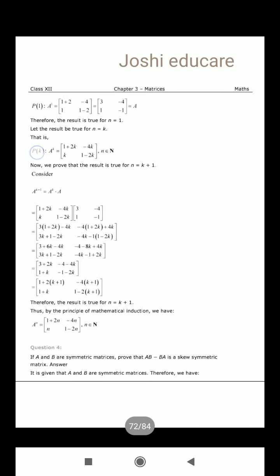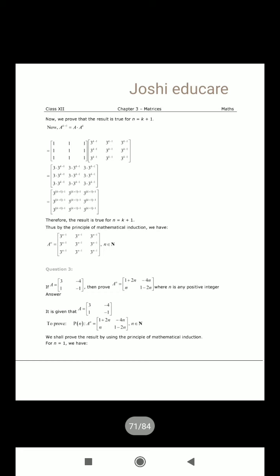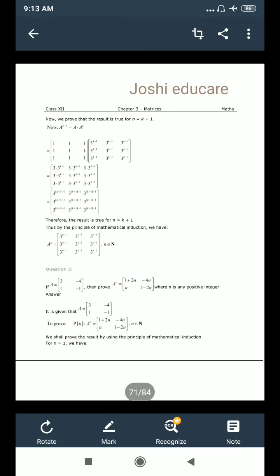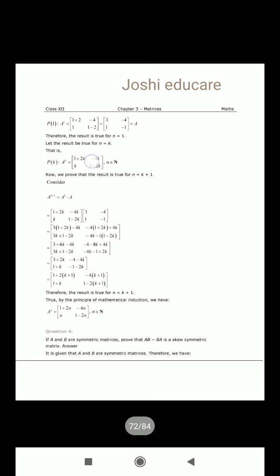Now let P(k) be true. P(k) true means A raised to power k will be, to get P(k) in this whole expression we will replace n by k. So P(k) means A raised to power k will be [1 plus 2k, minus 4k, k and 1 minus 2k]. That we got as P(k).